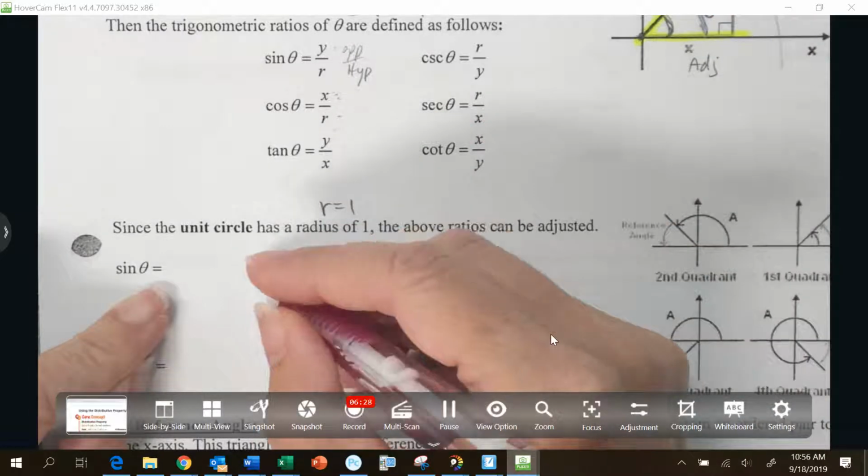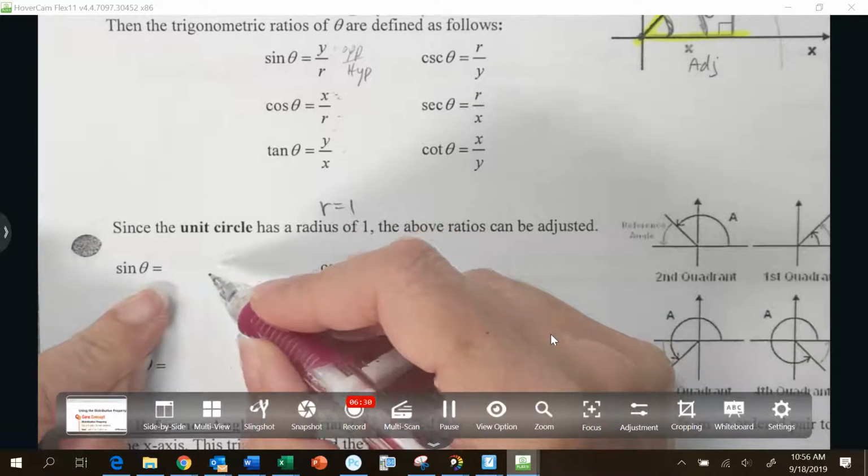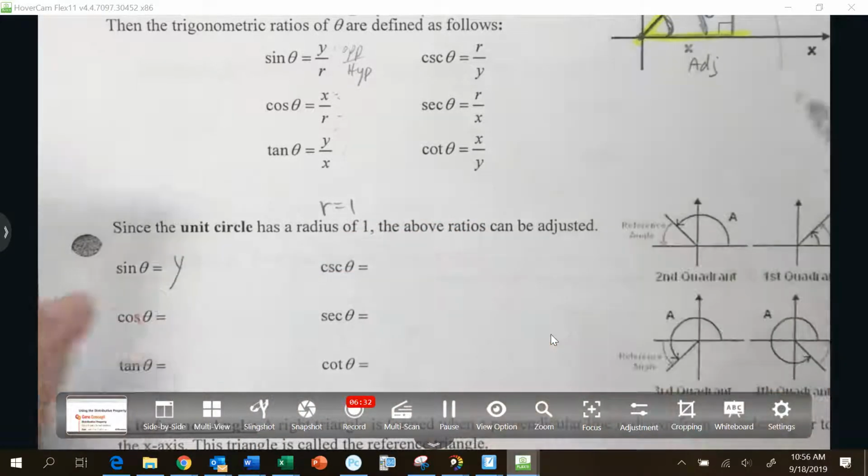Sine is going to be y. I hope that was a joke. Was that a joke? Okay.